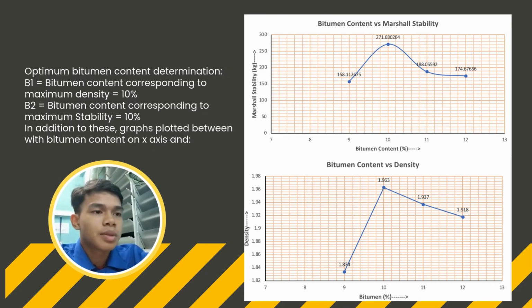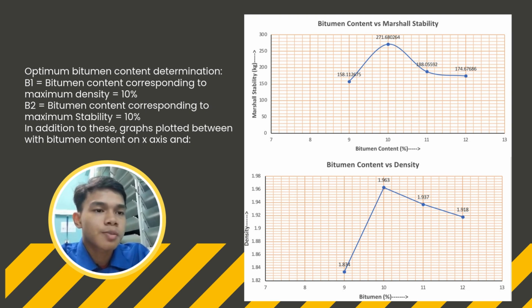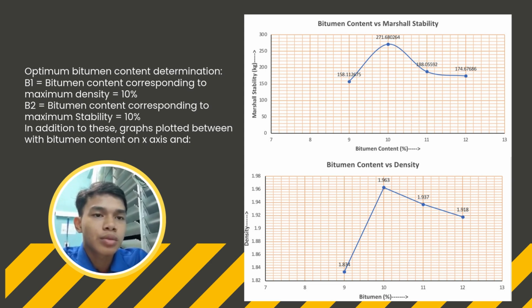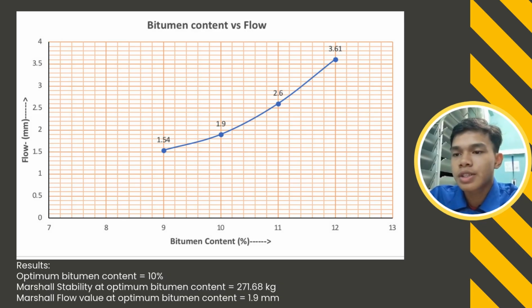Okay, next is optimum bitumen content determination. B1 equals bitumen content corresponding to maximum density, that is 10%. B2 equals bitumen content corresponding to maximum stability, also 10%. In addition to this, graphs are plotted with bitumen content on the x-axis: bitumen content versus Marshall stability, and bitumen content versus density graph. Okay, lastly, bitumen content versus flow.